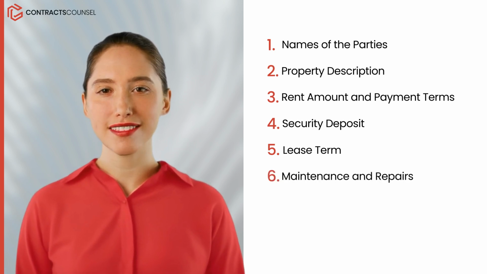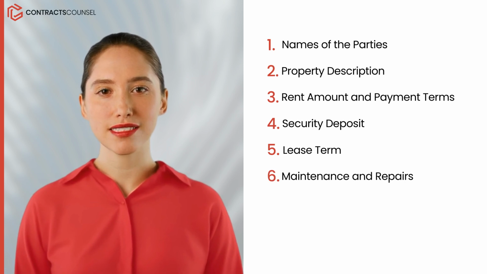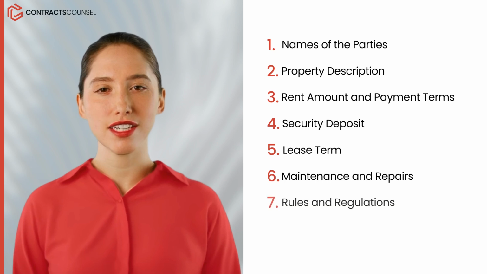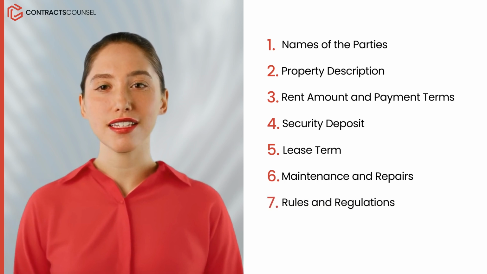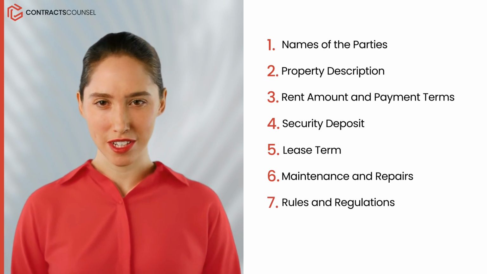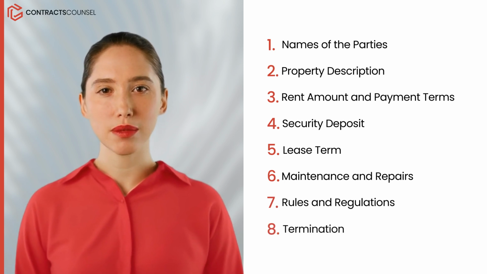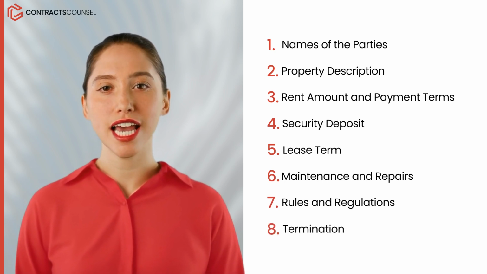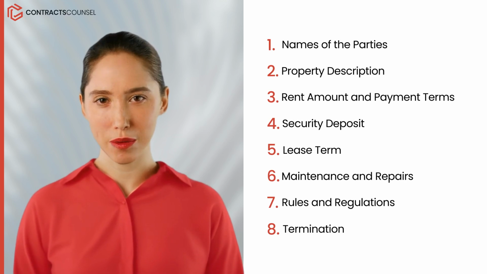6. Maintenance and repairs. This details the responsibilities for property maintenance and repairs. 7. Rules and regulations. This sets rules on tenant behavior, use of the property, and any restrictions. And 8. Termination. This sets rules on how the lease can be terminated by either party.